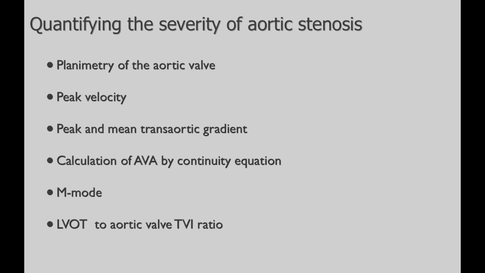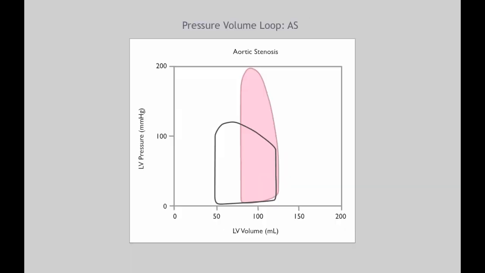In terms of quantifying the severity of aortic stenosis, we can planimeter the valve, as discussed earlier. We can measure peak velocities or peak or mean gradients using Doppler techniques. Or, most importantly, we can calculate the aortic valve area by continuity equation. We can also use M-mode or motion mode and LVOT to aortic valve VTI ratios, but we'll spend less time focusing on those. Here's a classic pressure volume loop for aortic stenosis. We see that for any given volume, the pressure generated in the left ventricle is extremely high, and that the end diastolic volume is significantly shifted from baseline.